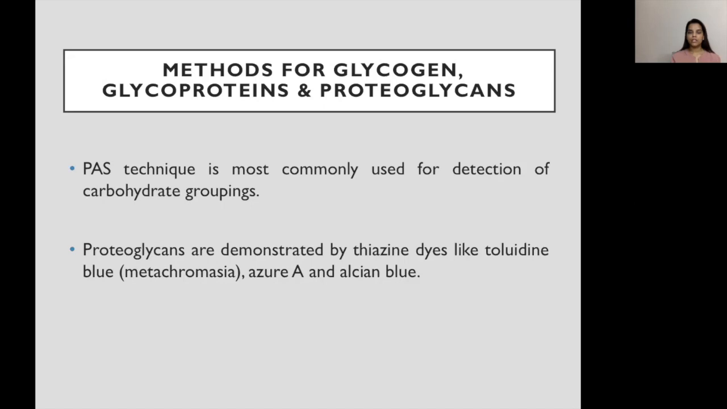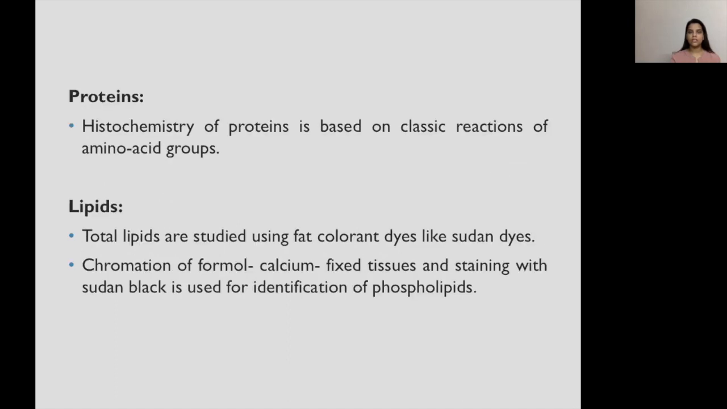Methods for glycogen, glycoprotein, and proteoglycan. The PAS technique is most commonly used for detection of carbohydrate groupings. Proteoglycans can be demonstrated by thiazine dyes like toluidine blue. Toluidine blue is a metachromatic dye, and azure A and Alcian blue.